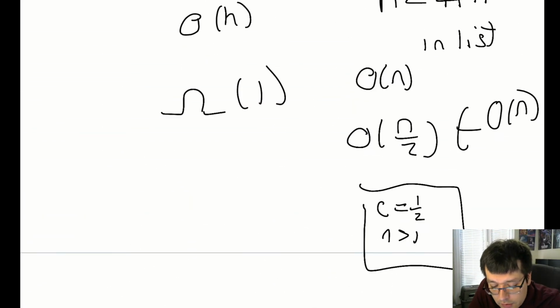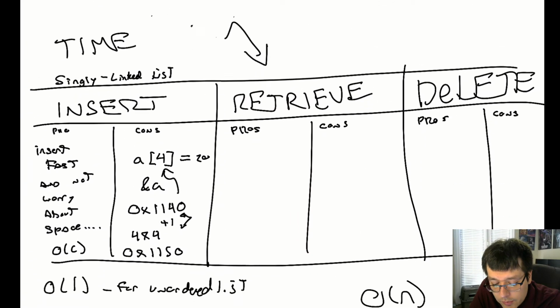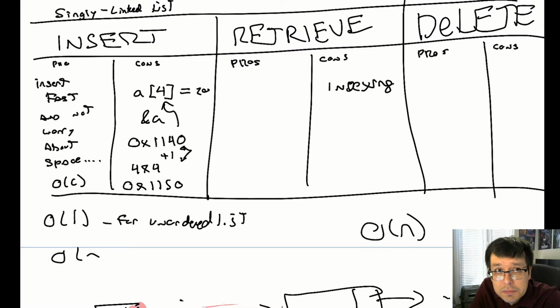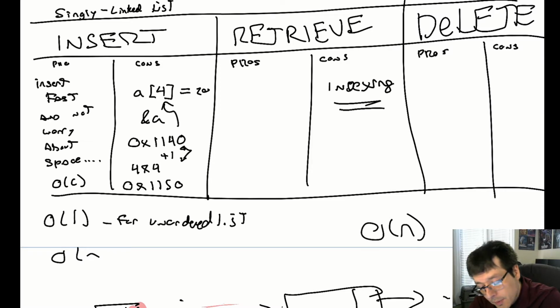Okay? So that's binary search, and that is what we're going to put for retrieve, is that it's going to run into the same issue with the indexing. But the pro is that once you have the spot, you can just access it, just like you can with an array once you get the index, right? And then that kind of expands into the delete.